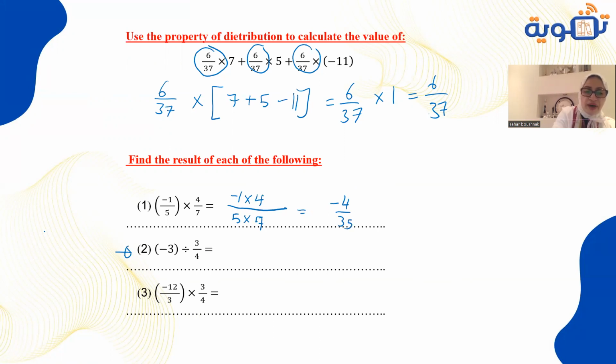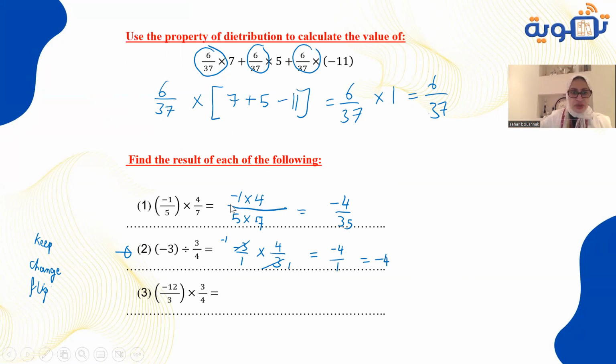In this case of divide, I can use my magic words: keep, change, and flip. So keep negative 3 over 1 as it is, change the divide to multiply, flip the second fraction. Then you will get, this one can be cancelled with this one, giving me negative 1 divided by 3, and I will get negative 4 over 1, which is equal to negative 4.